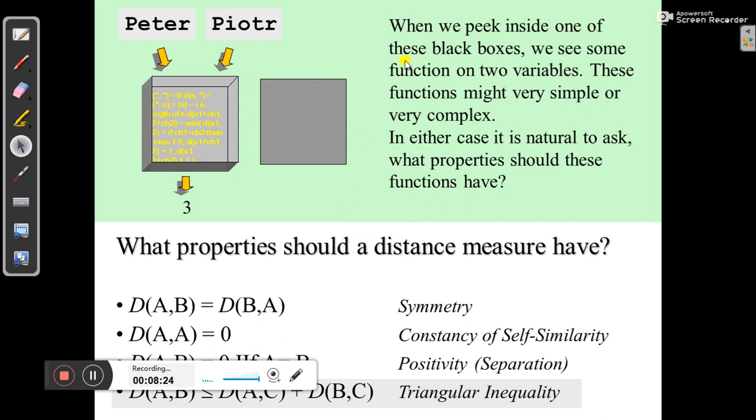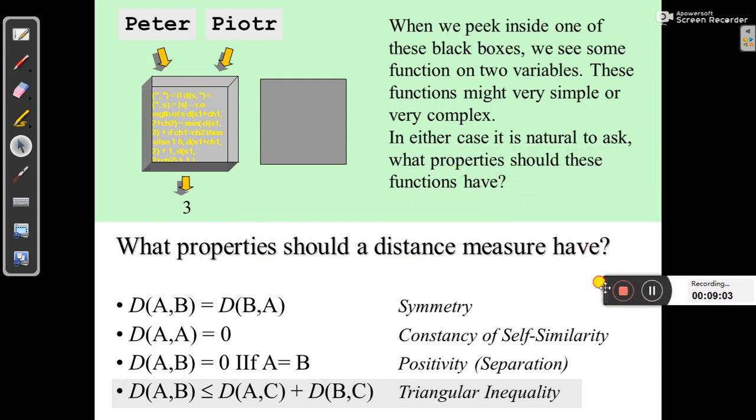When we look inside one of these black boxes, we see some functions on two variables. These functions might be very simple or very complex. In either case, it is necessary to ask what properties these functions should have. Obviously, here also to find out the similarity between Peter and Piotr, we try to use some function. So this acts like a black box. This might be simple, this might be complex, but in either case, it is necessary to ask what properties this black box or these functions have. So what properties should a distance measure have? That needs to be understood here.